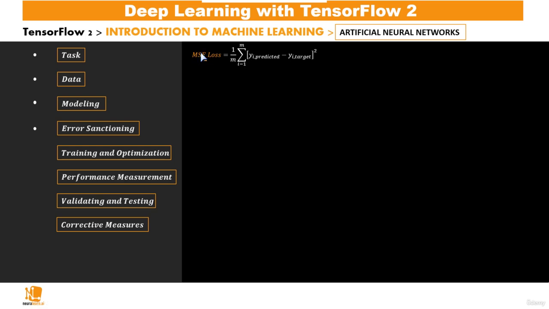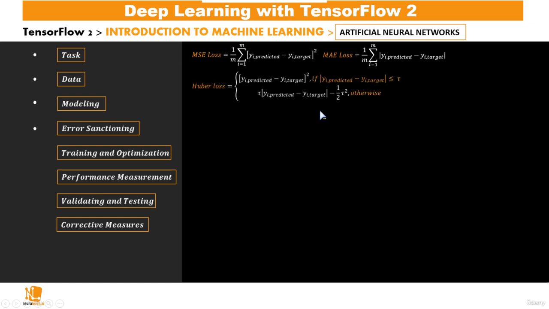The choice of this loss is generally made when our task is a regression problem. So in a case where we have a regression problem, we may tend to work with an MSE loss or the mean absolute error loss or a Huber loss.